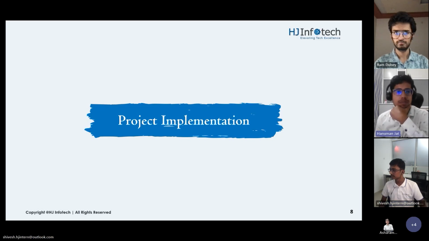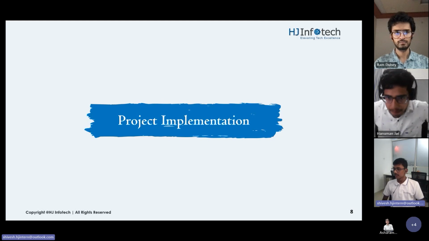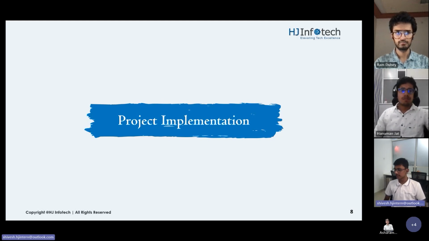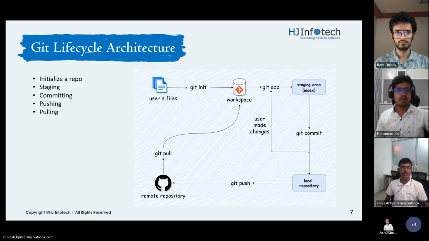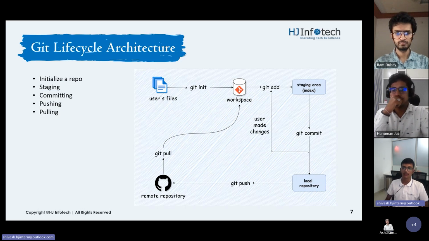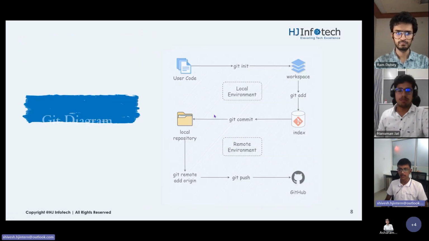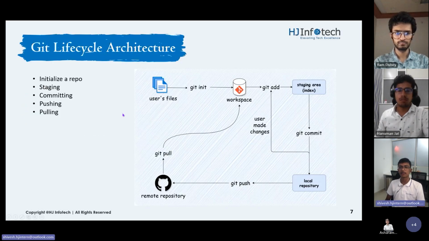Seems like now we can start with the implementation part. The next slide. Okay, yeah. So for the project implementation, let's see the next slide. So the Git lifecycle architecture. In the architecture, you see there is one initialization of a repo. There are multiple commands that we are going to implement in the terminal. But first would be git init.